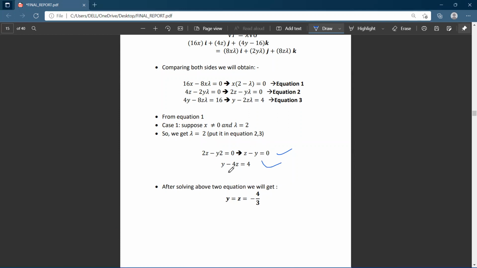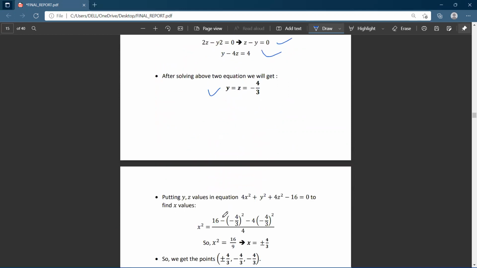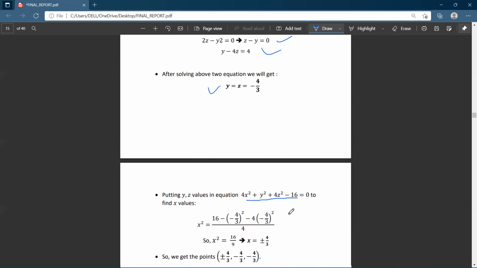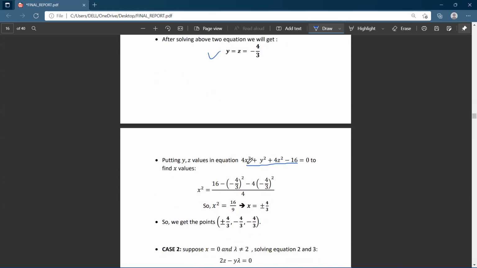After summing up those two equations, we will get z, but y and z are both equal. So at the end we get y equal to z equal to minus 4/3. Now we want to find x. y, z and x should satisfy this condition, which is the subject to constraint. So here x is unknown, and y and z are found. We will put the y and z values in this equation and get x from the answer.